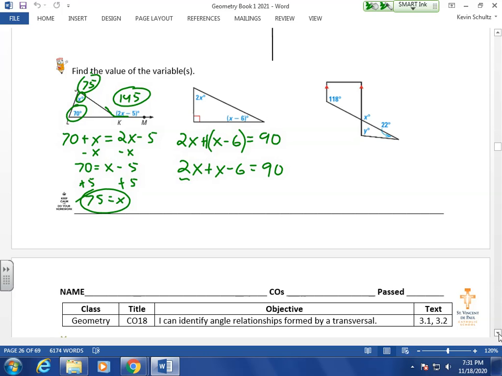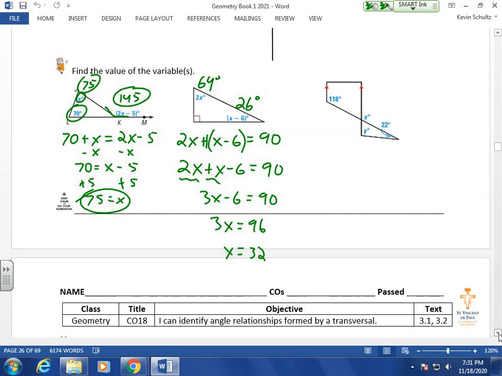We're going to combine like terms. 2x and x is 3x. Add 6 to both sides. Divide both sides by 3. And we get x equals 32. Checking that, 2 times 32 would make this angle 64, and 32 minus 6 would make this angle 26. Do 64 and 26 add to be 90?